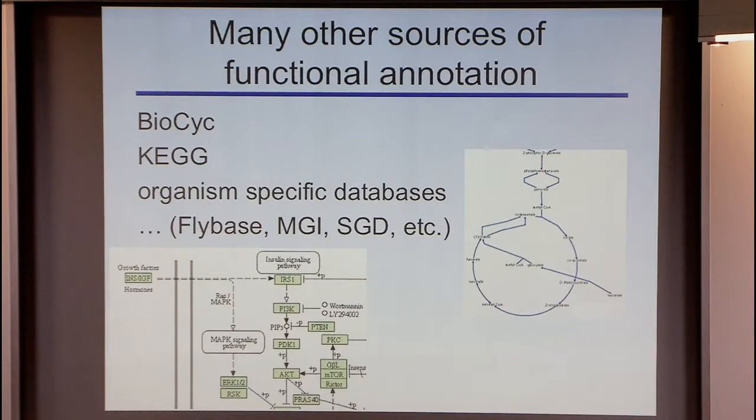And you can do this with any source of functional annotation. There are a number of hierarchical methods like this. MIPS has its own version of it. There are other ones, the organism-specific databases. We also get a lot of pathway data from pathway databases, like the BioCyc collection of pathway databases or the KEGG collection of pathways. So people use that to some degree as well. Those are not typically as hierarchically organized, but some things are.